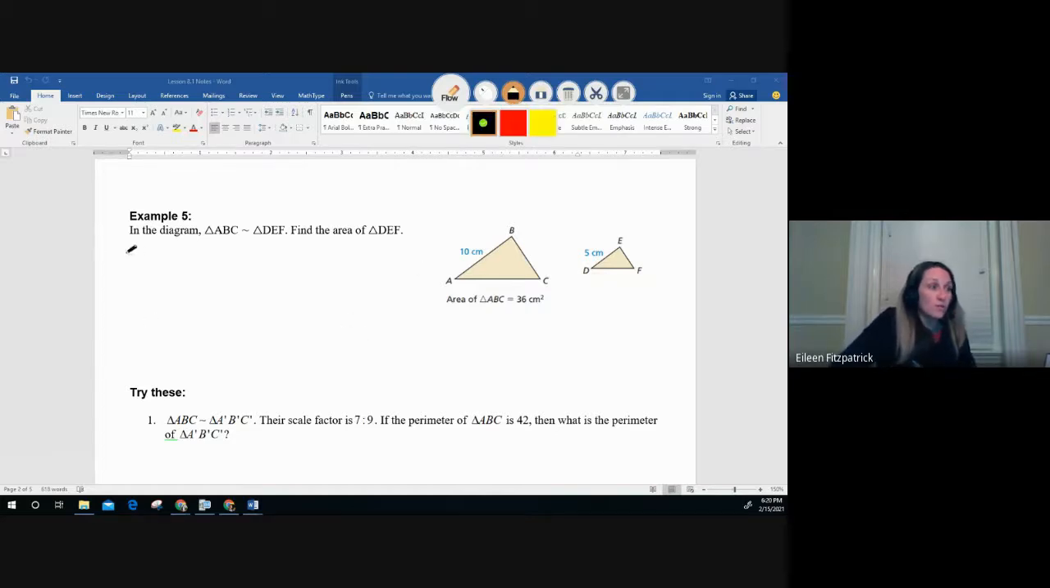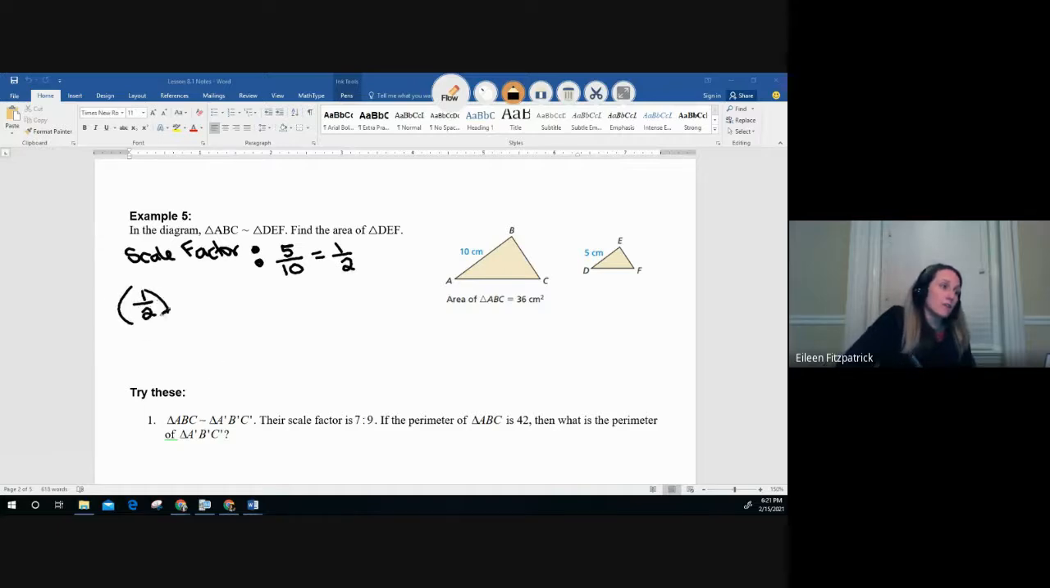So what I'm going to do is first look for my scale factor. I don't really know which one was the original and which one is the new. So it doesn't really matter how you set up the scale factor for this problem. You could do 5 over 10 or 10 over 5 and you'll still get the same answer in the long run. I'll do 5 over 10, which we know simplifies down to 1/2. Now, if I square that scale factor, it's going to equal the ratio of areas.